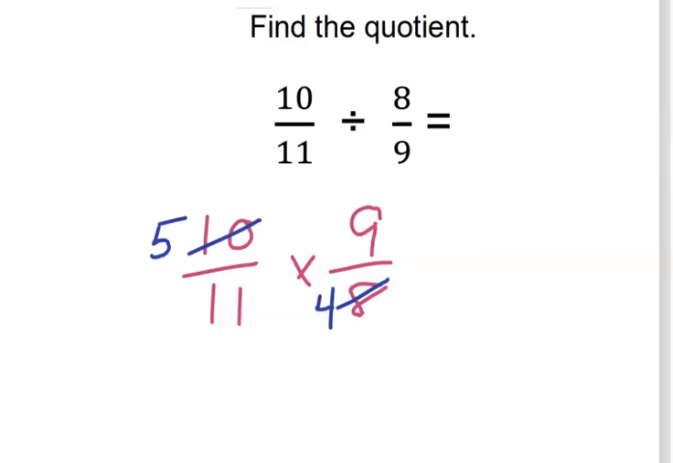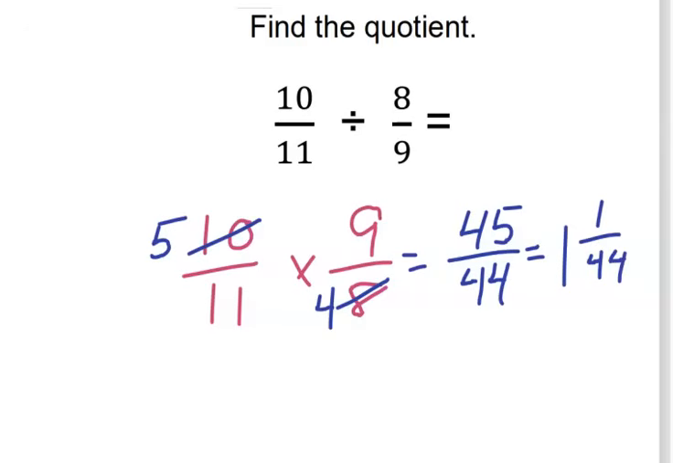Is there any other cross reducing? No, doesn't look like it, but it saves us some time later. 9 times 5 is 45. 11 times 4 is 44. So we have 45 over 44. How many times does 44 go into 45 without going over? One time. And of course, one group of 44 will leave 1 left over, right? 45 minus 44 is 1 over 44. Okay, so that's quite an interesting fraction, but that's our answer. 1 and 1/44 is the answer, finding the quotient to this division problem.